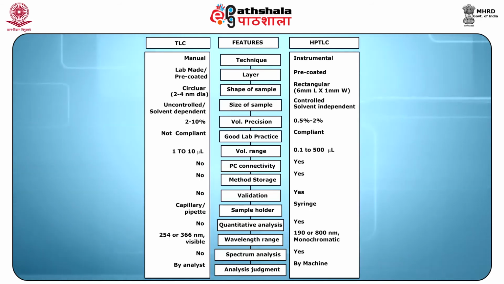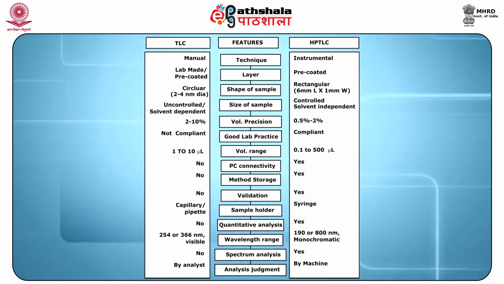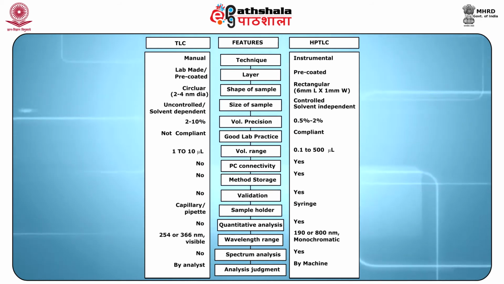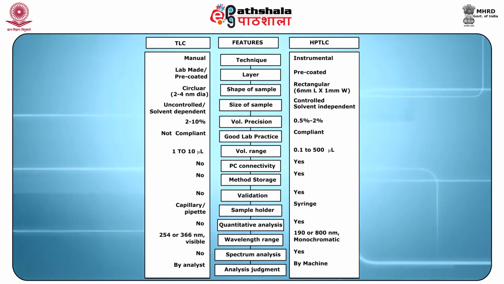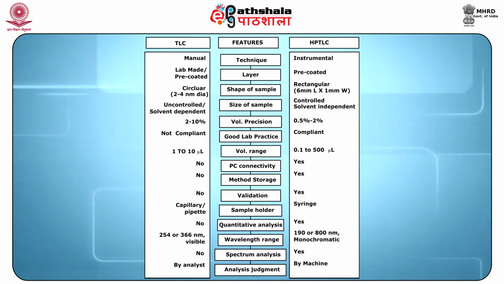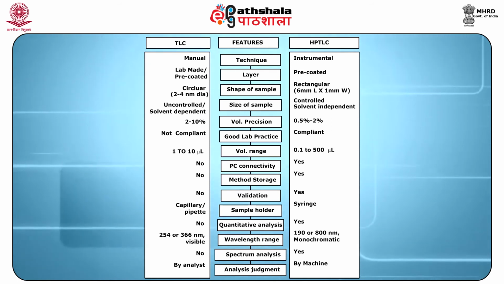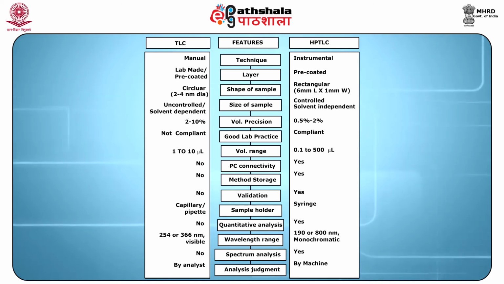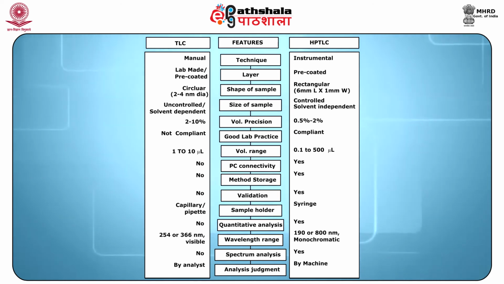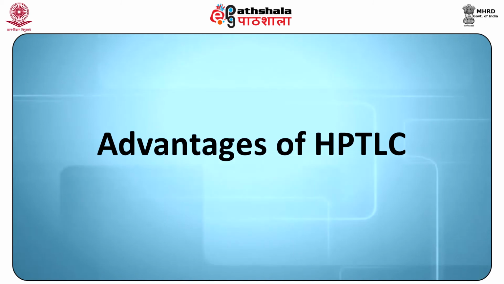The table compares HPTLC and TLC. Looking into the table of comparison, we can see the various parameters and features for which TLC and HPTLC have been compared. For example, technique: one is manual while the other is instrumental. Layer: it could be lab made or pre-coated. Shape of the sample could be circular, here it is rectangular, and so many other parameters have been described here.